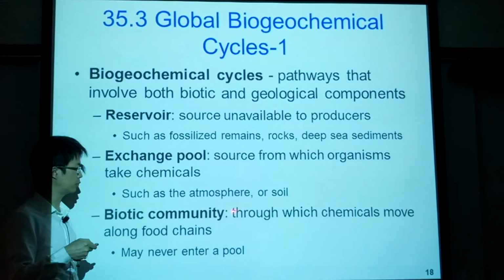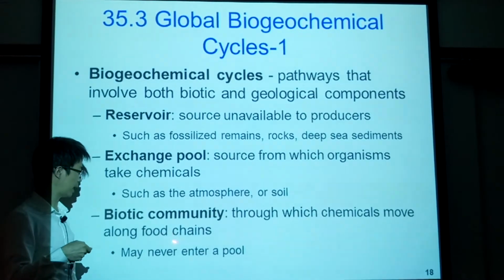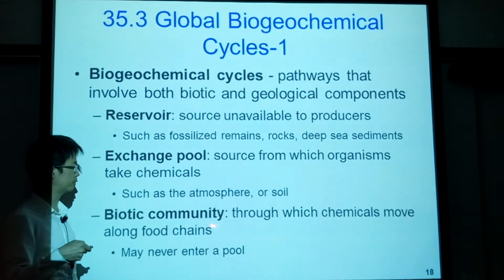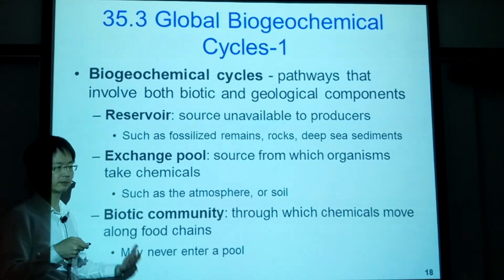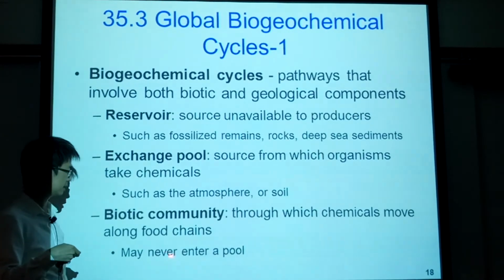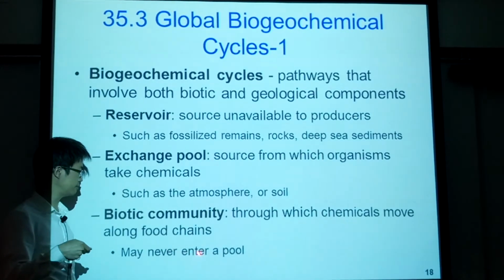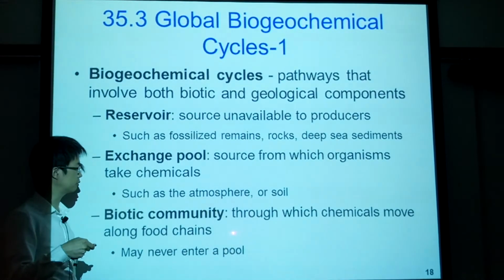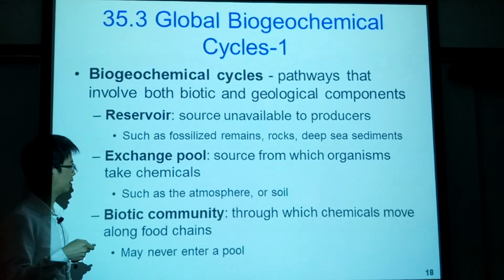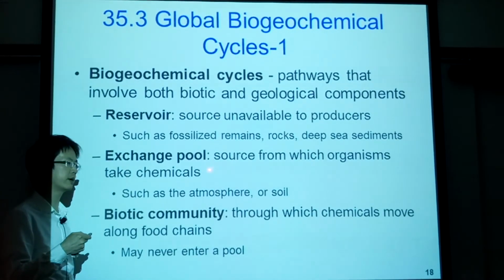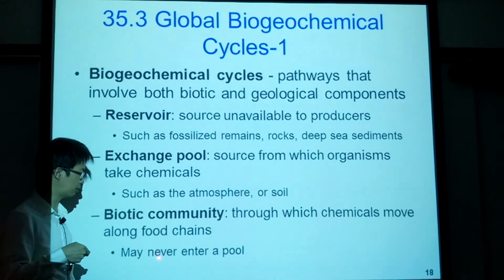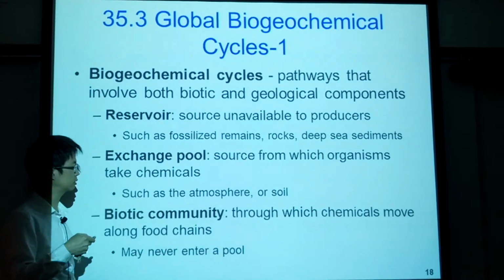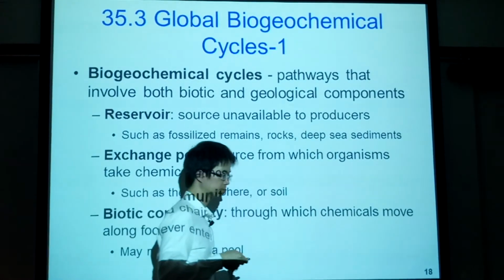Biotic community will be the food web or food chain, so that the chemical will be recycled among themselves. It says that they may not even recycle, they may not go back to the exchange pool. They may or may never go back to the exchange pool.